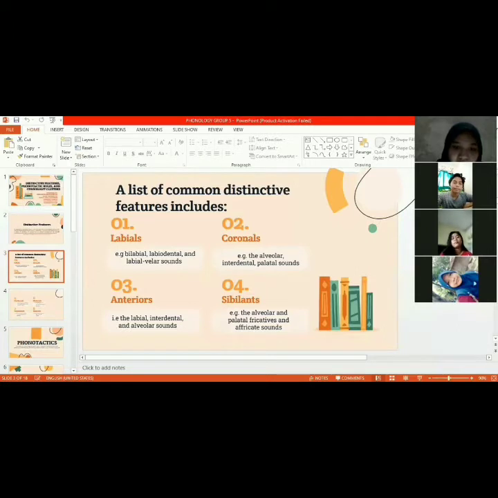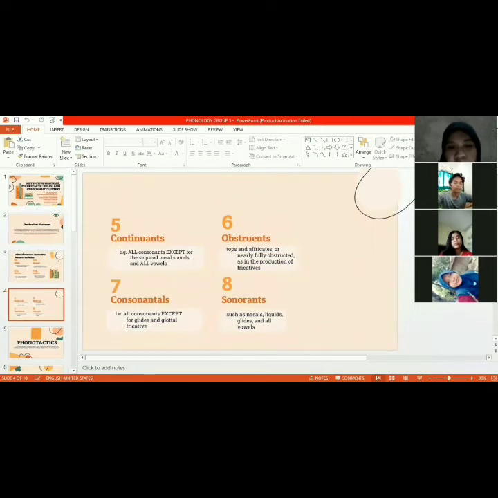And then there is continuants. Continuants are the class of consonants produced without complete closure. It means that the oral cavity is not closed perfectly. The examples of this consonant class are all consonants except stop and nasal sounds.